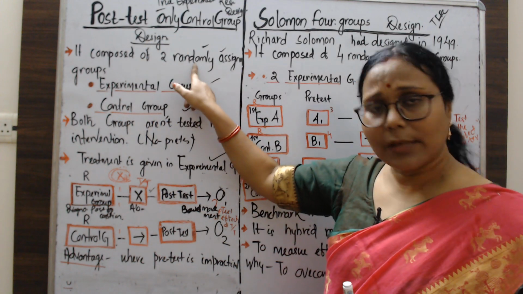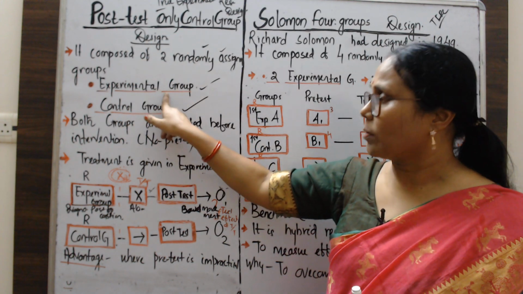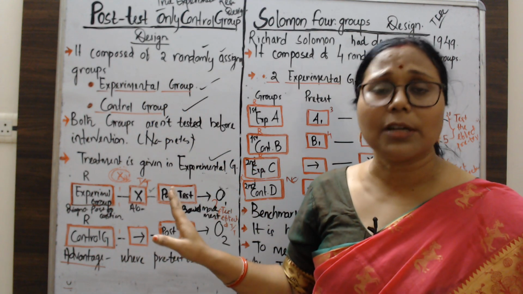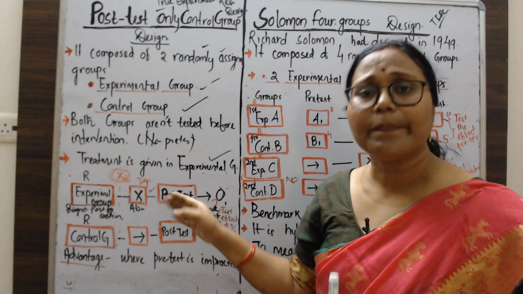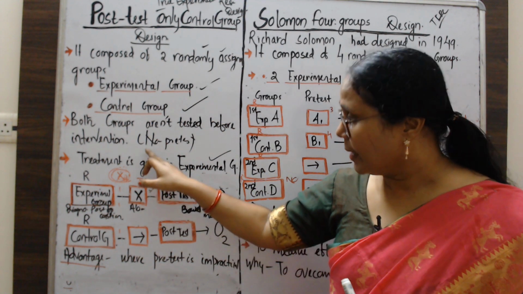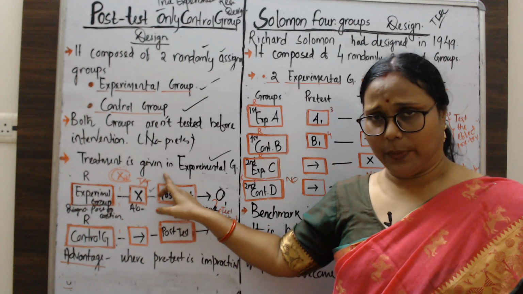It is composed of two randomly assigned groups. One is the experimental group, another is the control group. Both the groups are not tested before. That is, the pre-test is not done, or the researcher is not doing any pre-test. Then treatment is given only to the experimental group.